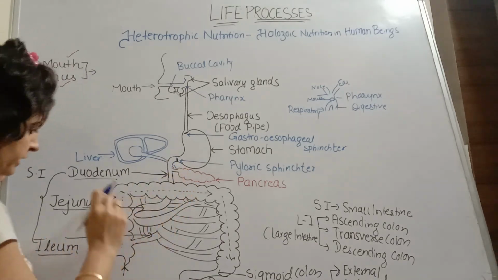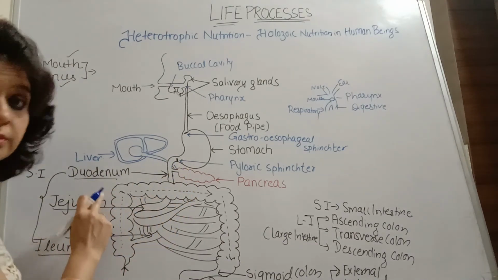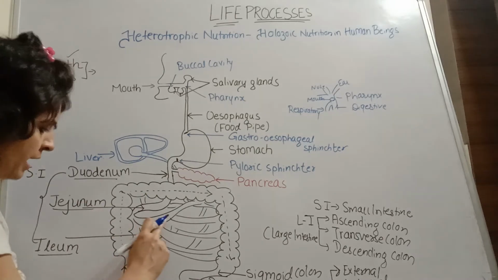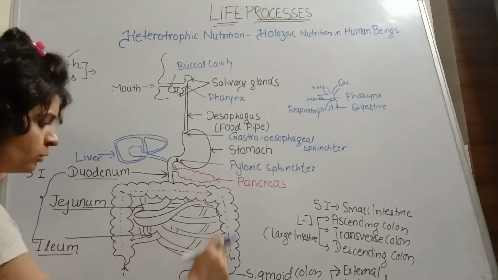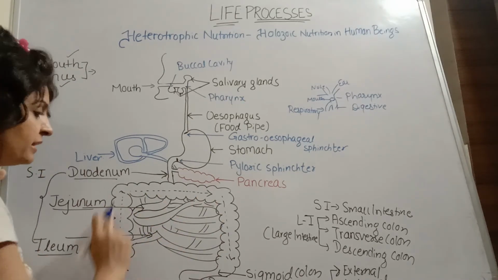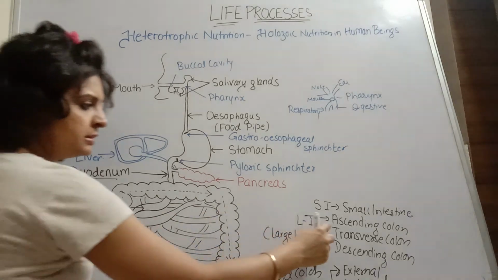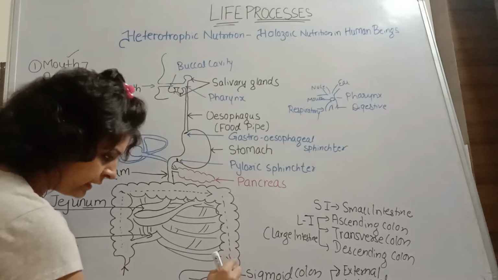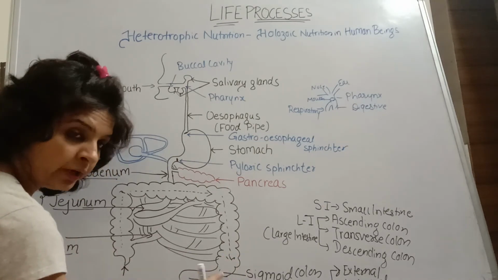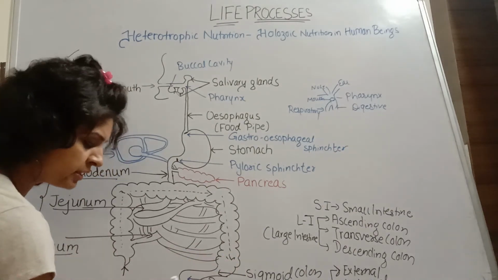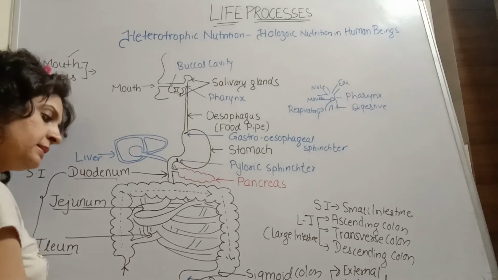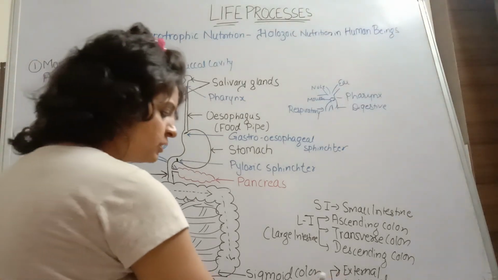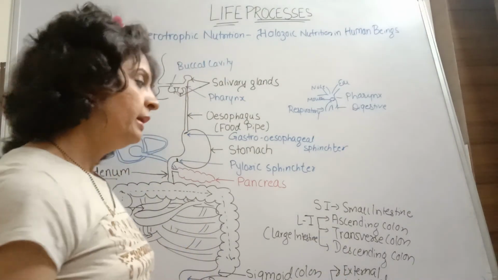Finally, the small intestine is divided into duodenum, jejunum, ileum, and the contents move into the large intestine in a sequence: ascending, transverse, descending, then to the sigmoid, and to the rectum, and finally to the anus, where they are guarded by the sphincters, external and internal.